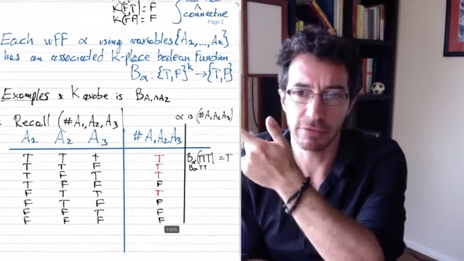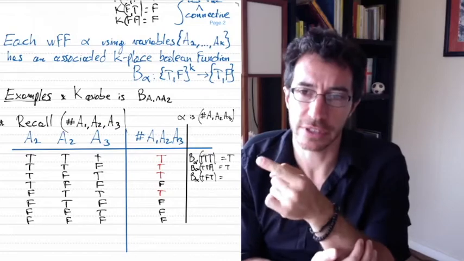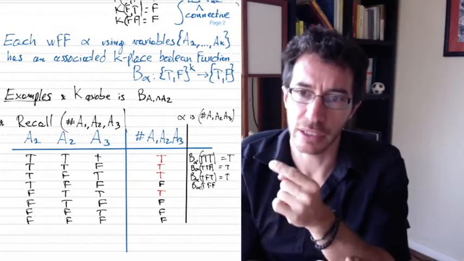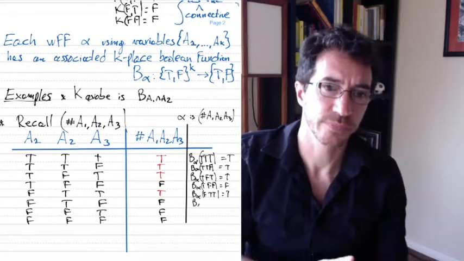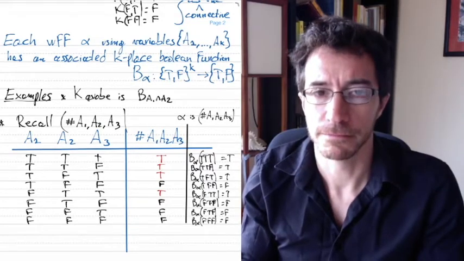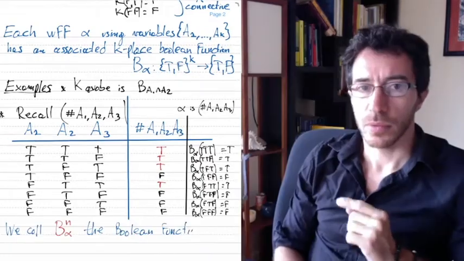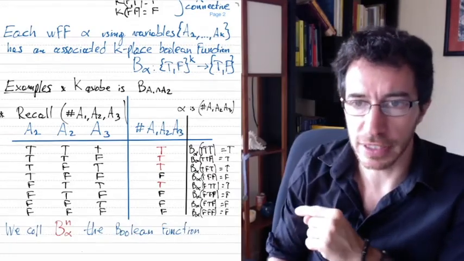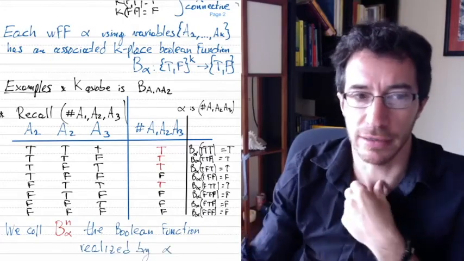So b alpha of TTT, it's going to give you 3. B alpha of TTF is true. B alpha of TFT is true. And so on and so forth. There you go. We call this function b sub alpha the Boolean function realized by alpha.